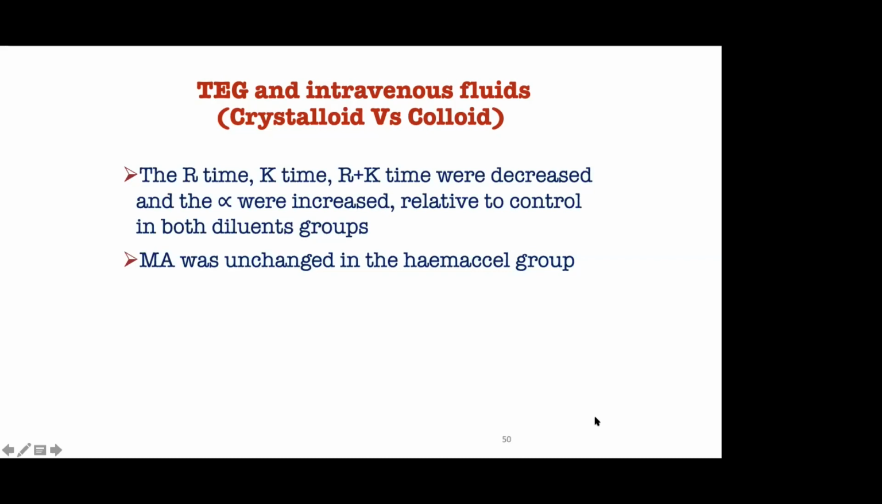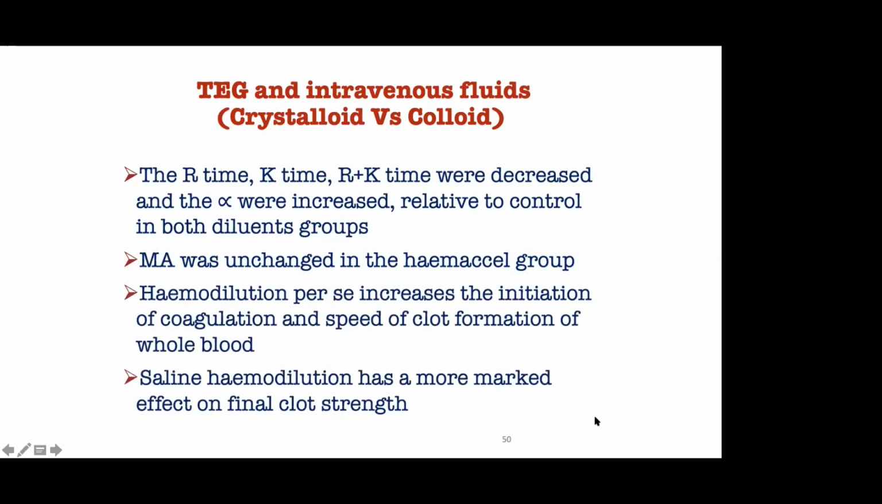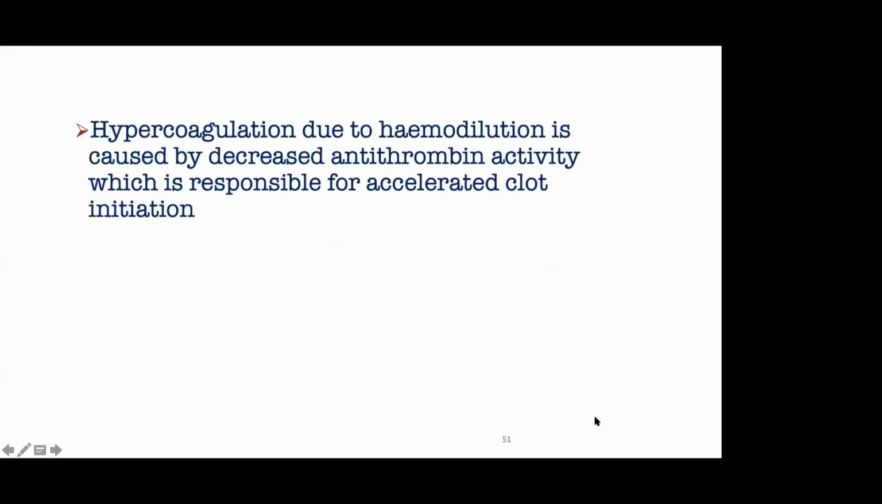They have taken hemaxil, hydroxyethyl starch, albumin, and many others. And they found that MA was unchanged in the hemaxil group, but the rest of the parameters changed in either crystalloid or colloid, where R time and K time decreased and the alpha angle increased. Hemodilution per se increases the initiation of coagulation and the speed of clot formation of the whole blood. Saline hemodilution has a more marked effect on the final clot strength.